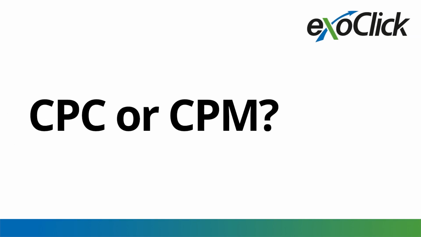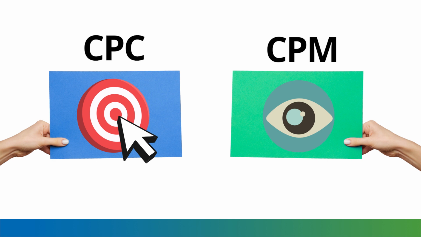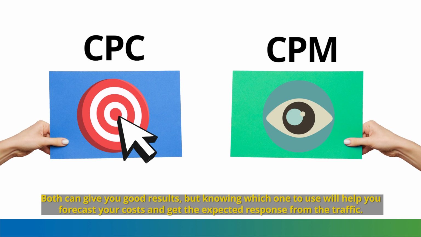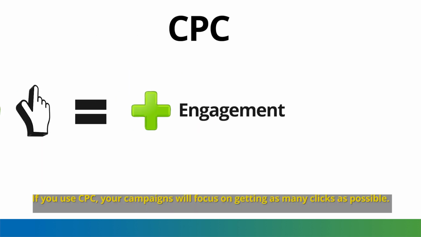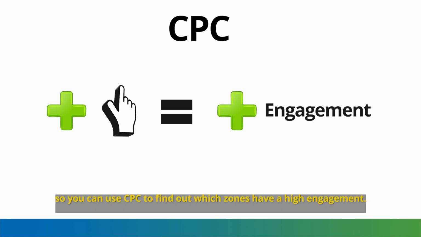CPC or CPM? When designing your campaigns, it is important to understand what the benefits and drawbacks are of choosing one price model over another. Both can give you good results, but knowing which one to use will help you forecast your costs and get the expected response from the traffic. If you use CPC, your campaigns will focus on getting as many clicks as possible. Clicks are one of the basic metrics to assess the responsiveness of an ad zone, so you can use CPC to find out which zones have a high engagement.